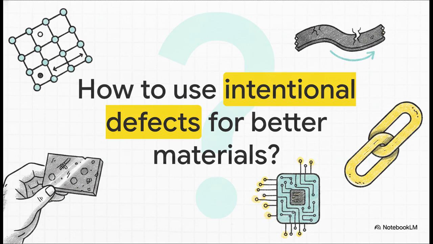Which leaves us with a final thought to chew on. If pure, perfect crystals don't actually exist in nature, how can we continue to intentionally design these flaws to engineer the super materials of the future?